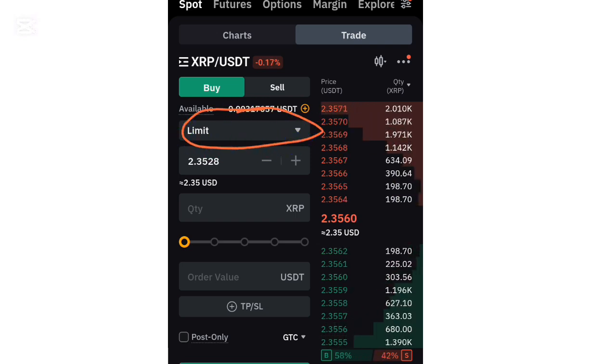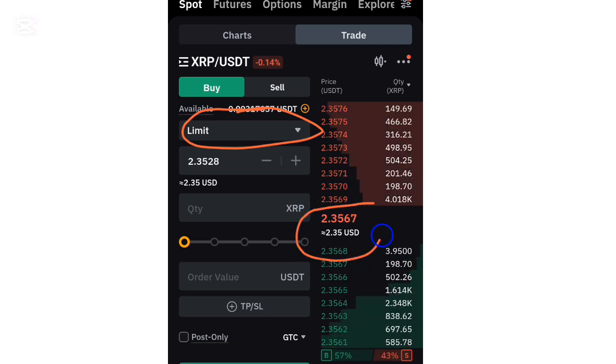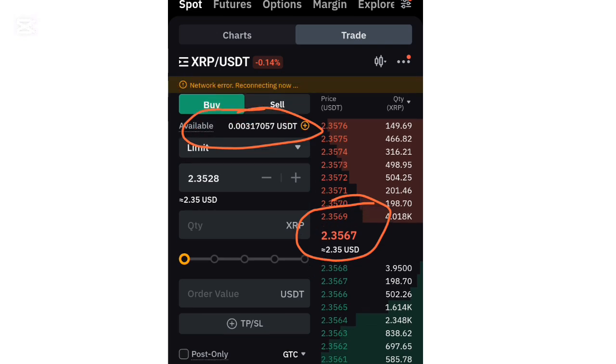You can see this here, you can see name it, right? Name it is if you want to buy a particular coin, not buying at the actual price that you see. Now this is the actual price of this coin, 2.3567. This is the present price that this coin is trading at.